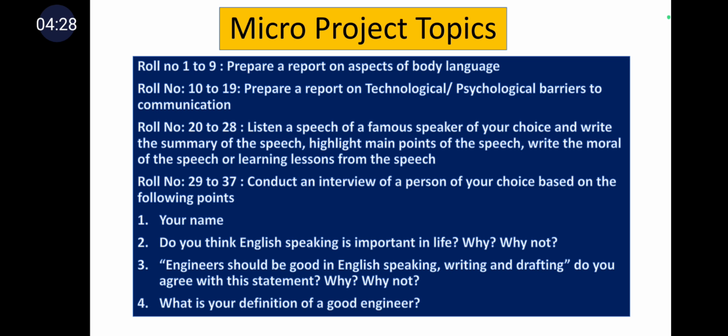Then roll number 29 to 37, conduct an interview of a person of your choice based on the following points. So you have to actually conduct it, record it in whatever language the person answers. You have to ask the questions in that language. It may be English, it may be Marathi, it may be Hindi, it may be Urdu, and record that particular interview. Show me that interview, and the same interview you have to type down or maybe write down in your micro project file.